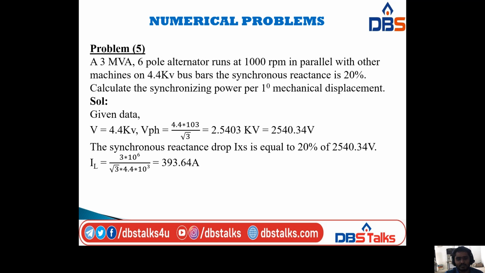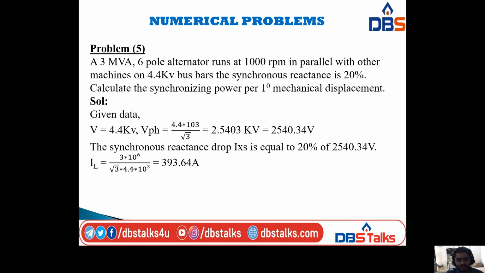We will also take this as 2540.34 volts. In the problem they have given the synchronous reactance drop I Xs as 20% of the voltage, that is 2540.34 volts. They have also given the MVA rating. You know already the formula, that is KVA is equal to root 3 into VL IL. So by using this, IL is equal to MVA rating by root 3 into voltage. Here the MVA rating is 3 MVA, that is 3 megavolt ampere, and mega means 10 to the power of 6. Substituting, that is 3 into 10 to the power of 6 by root 3 into 4.4 into 10 cube. After simplifying, we have 393.64 amperes, that is the line current of the given machine.